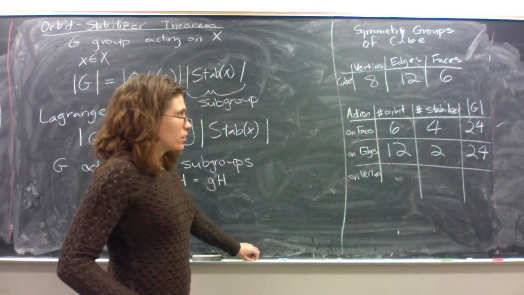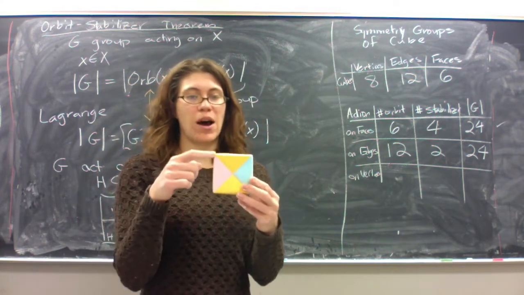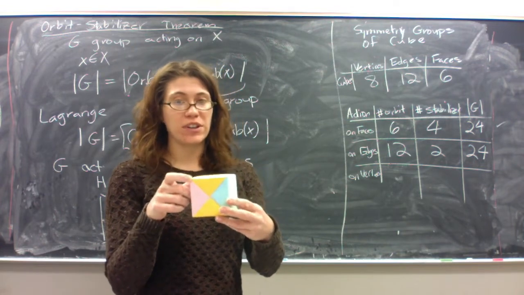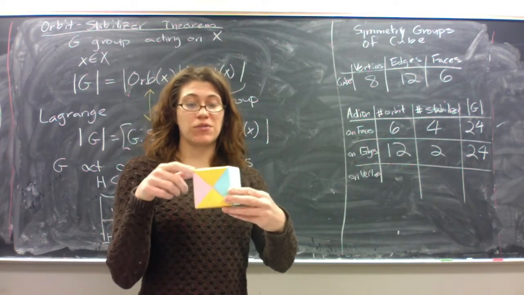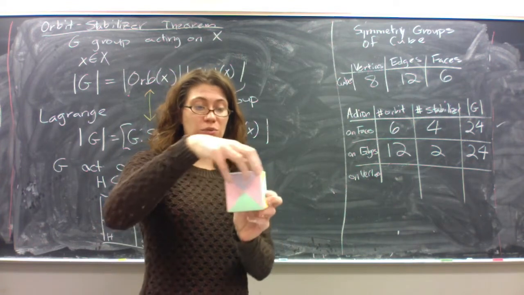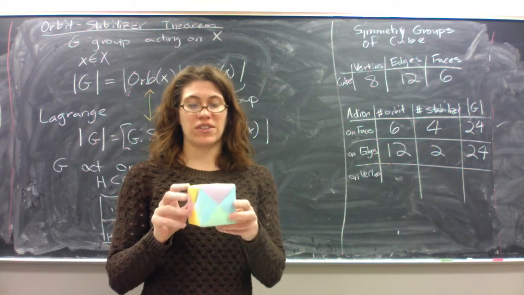Okay, finally, let's look at the vertices. So I'm going to take this top vertex and look at all the places to which it can go. But maybe you believe me now. So I'm looking for the orbit of this vertex. Maybe you believe me that it will be all of the vertices, right? I could rotate like this, like this, like this to get all the vertices on the top.